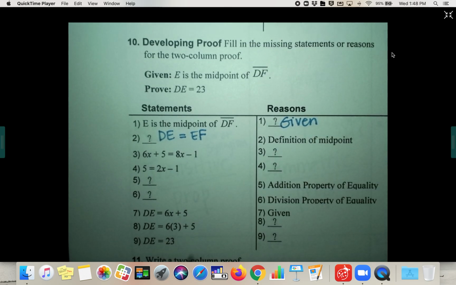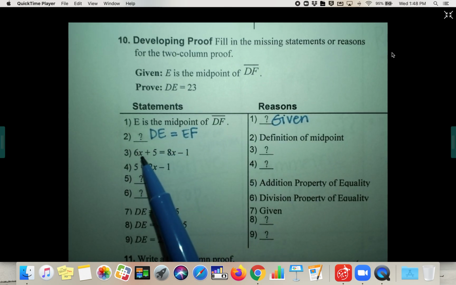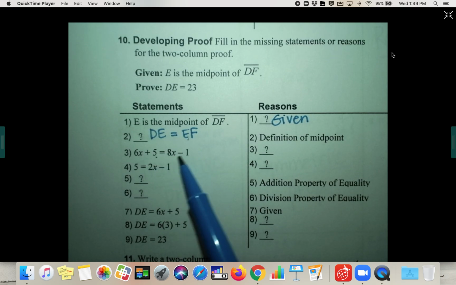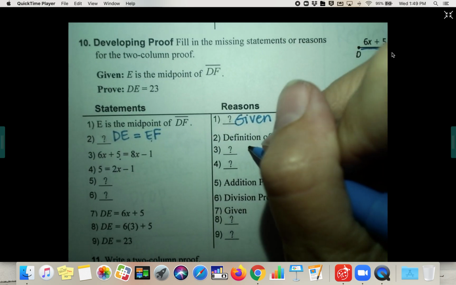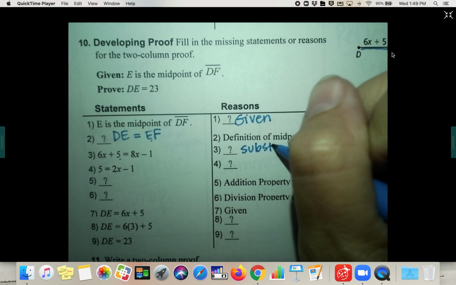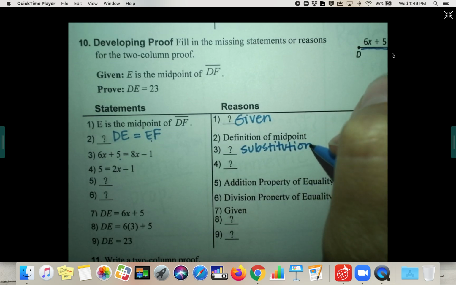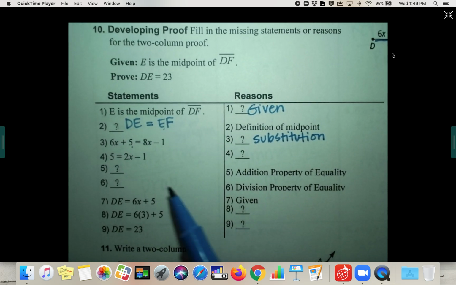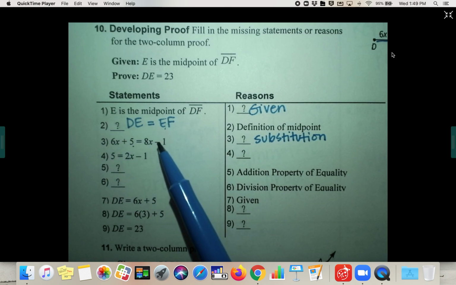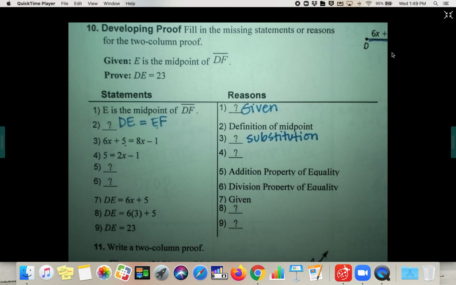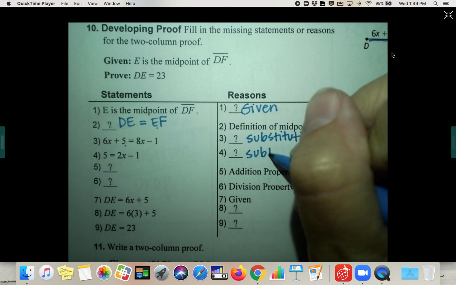All right. Then they have taken DE and instead called it 6x plus 5. And they've taken EF and instead called it 8x minus 1. That would be by substitution. So they have substituted the numbers in for the letters. All right, next they moved on to, it looks like, subtracting 2x from each side. So that would be subtraction.